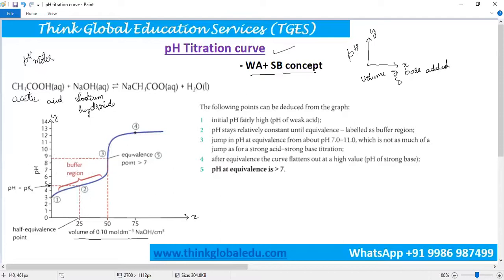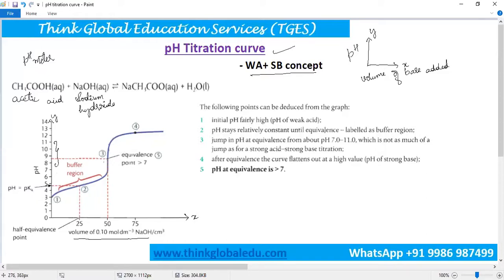Over here, the first point indicates the initial pH in the reaction chamber, and as we start adding the base from the burette, the pH stays relatively constant until the equivalence point is reached, which is labeled as the buffer region. Suddenly, at the equivalence point, we can observe a jump in the pH from about 7 to 11.